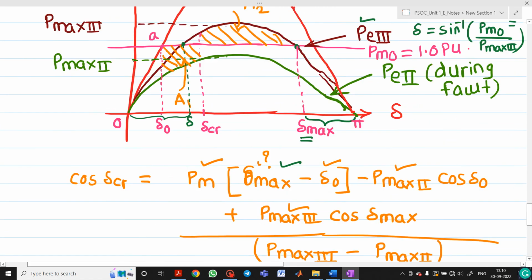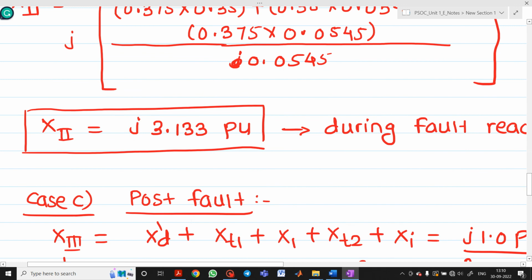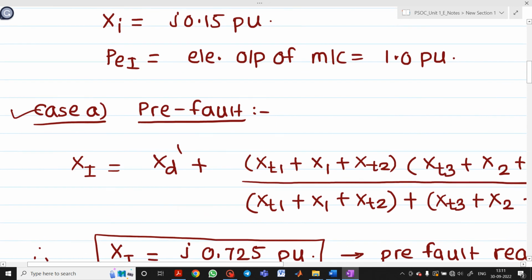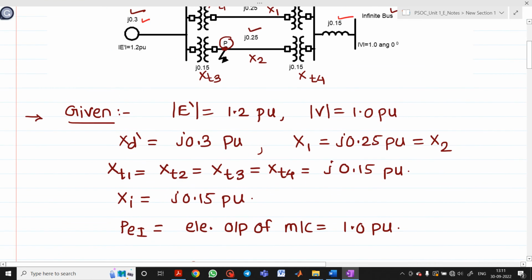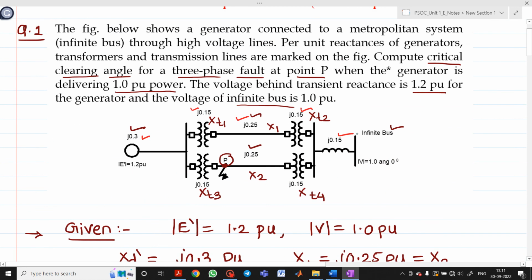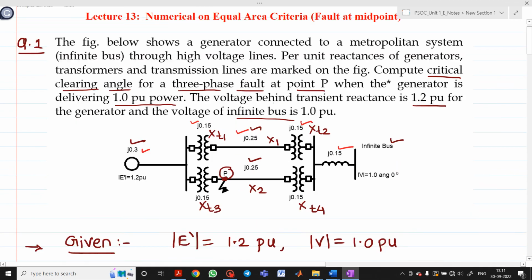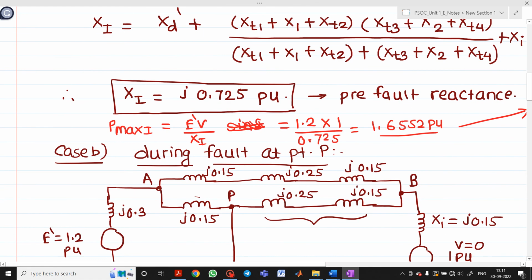This is one method, or one type of problem, in which you have to convert star to delta, delta to star, pre-fault, then during fault, post-fault, and find the critical clearing angle. There are two other methods also. Instead of converting star to delta and delta to star, the data might be given directly in the form of Pmax 1, Pmax 2, Pmax 3, or in the form of x1, x2, x3. Now, whatever conclusion we have to draw, please see it carefully.